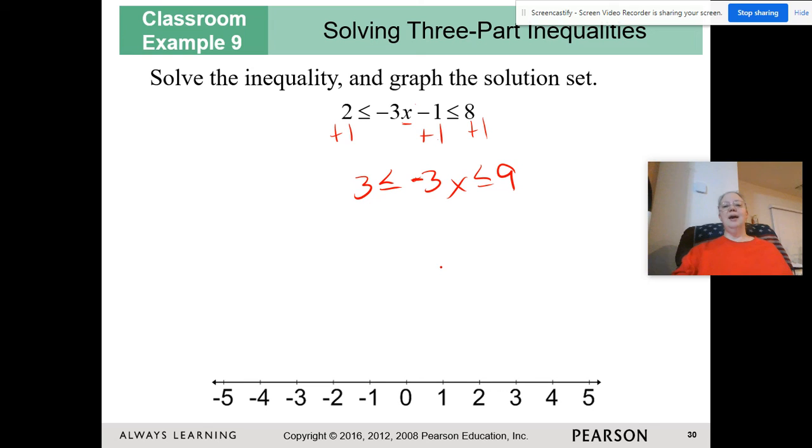Okay, now we have a -3 times x. Again, we have to divide by -3 in all 3 places, but we divided by a negative, which means I have to reverse the symbol and reverse the symbol. Okay, so I've got -1, reverse the symbol, reverse the symbol.